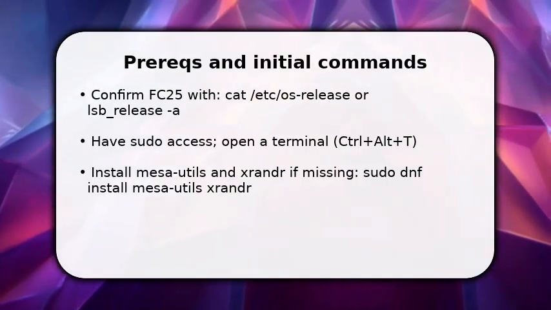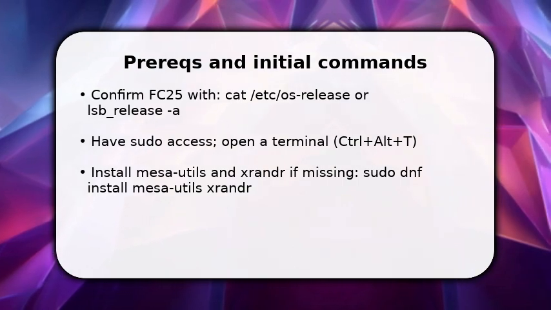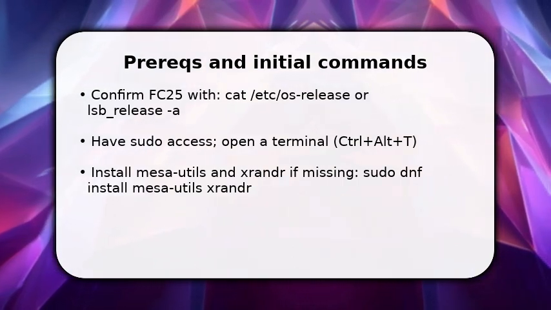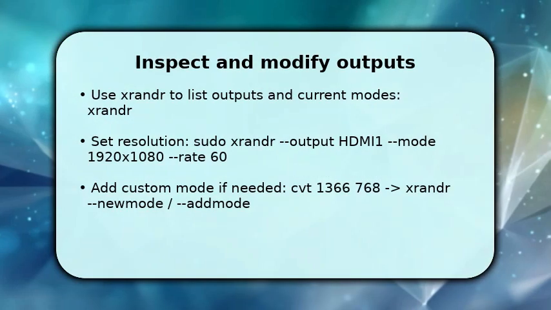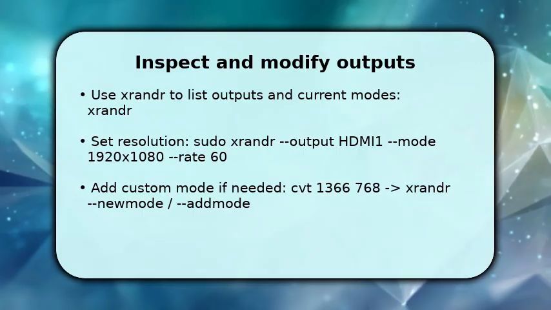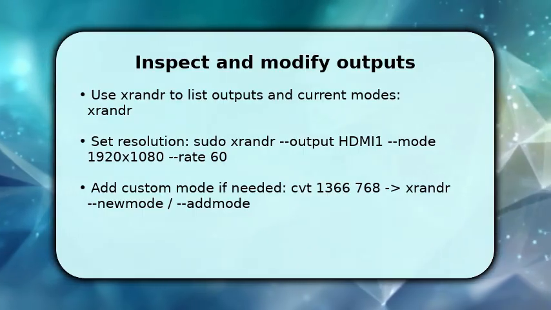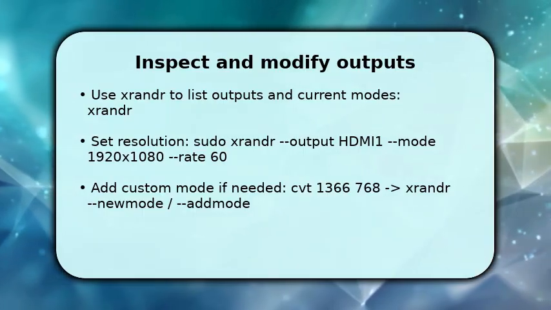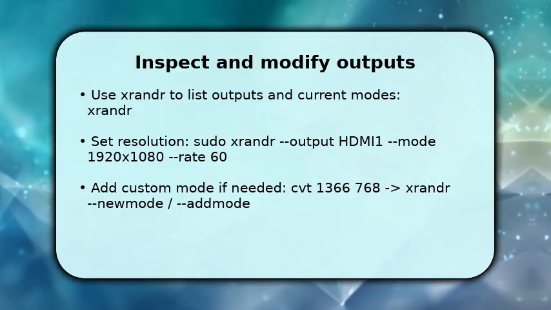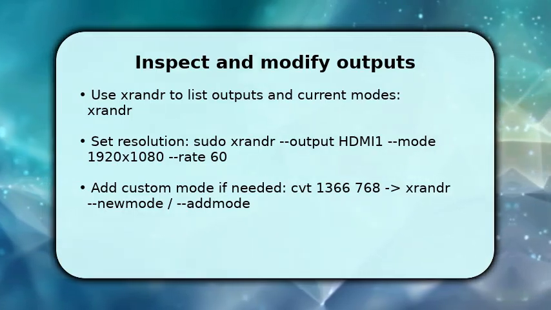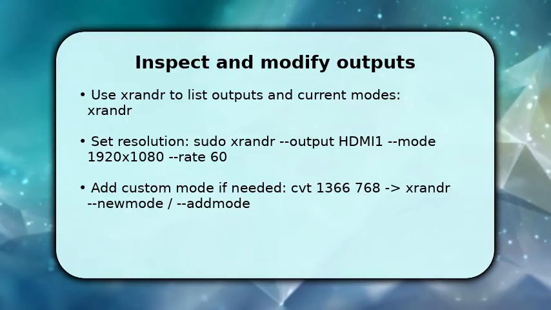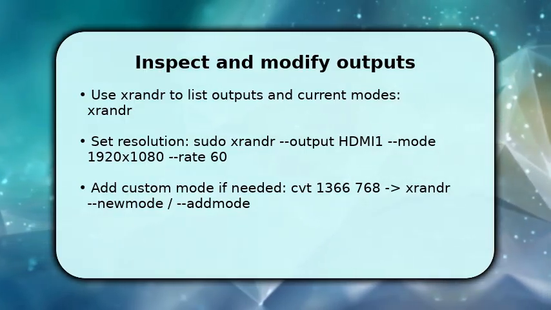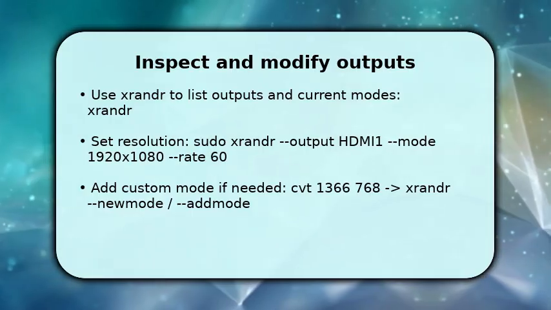This first step gives you the device names and available resolutions you will use for the next configuration steps. Once you see the outputs, map names like HDMI-1 or eDP-1 to physical ports. You can apply a mode immediately. For example, set 1920x1080 at 60 Hz with xrandr --output HDMI-1 --mode 1920x1080 --rate 60. If a desired mode is absent, create it.